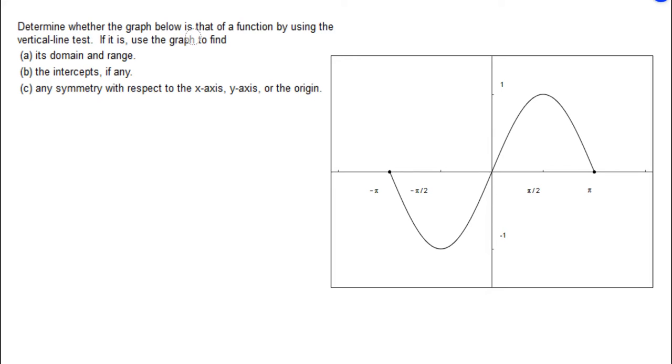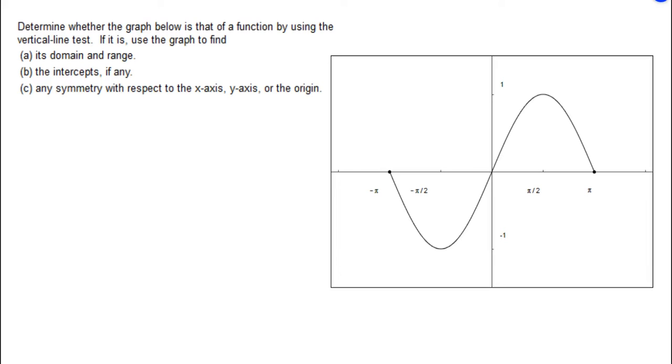Determine whether the graph below is that of a function by using the vertical line test. If it is, use the graph to find its domain, range, intercepts, and any symmetry with respect to the x-axis, y-axis, and origin.